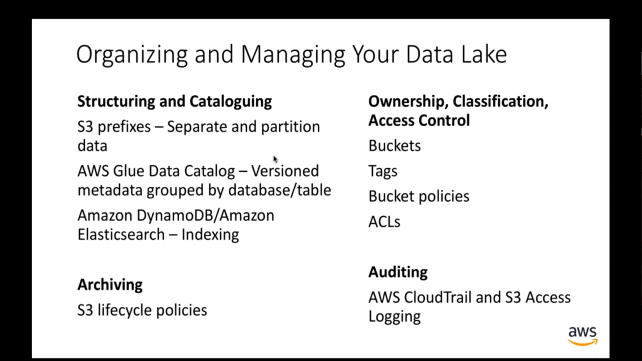We can use those S3 lifecycle policies to delete data, perhaps some of that raw data, we don't need it once we've applied some transformations to it, or we simply want to archive it for long-term storage, perhaps for auditing purposes. We can use S3 lifecycle policies for that. We can use buckets, tags, bucket policies, and access control lists to control ownership and classification and access control. And then we can use things such as CloudTrail and S3 access logging in order to implement comprehensive auditing capabilities around all of that data within our data lake.